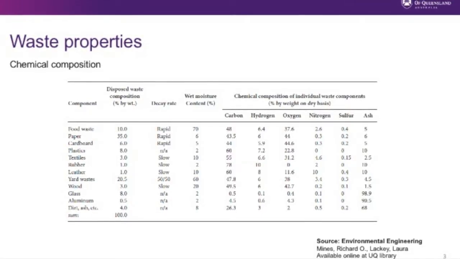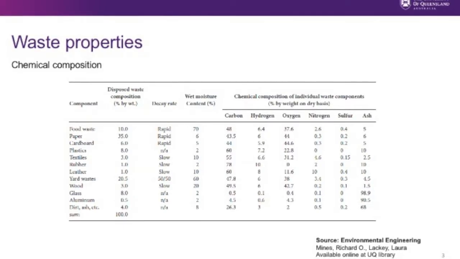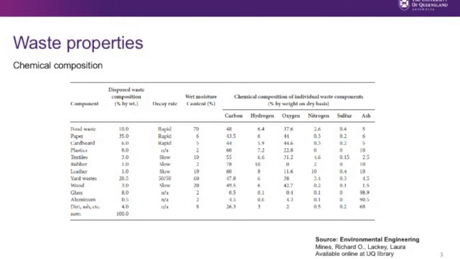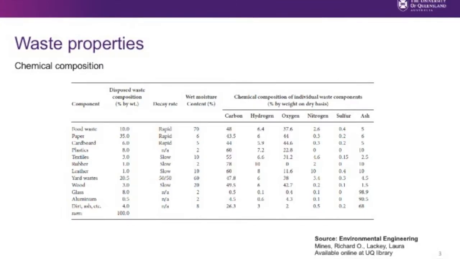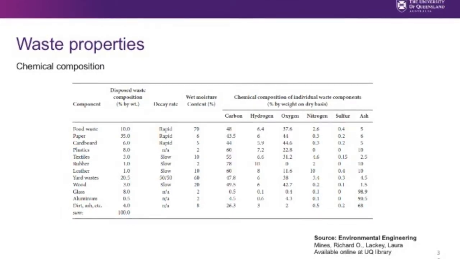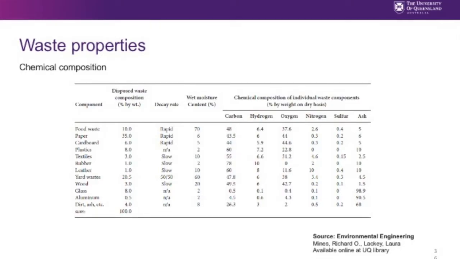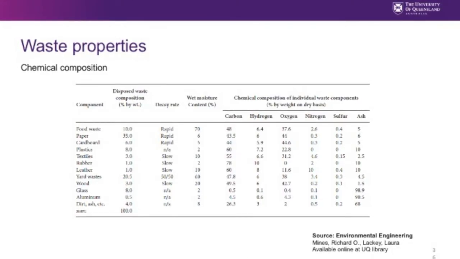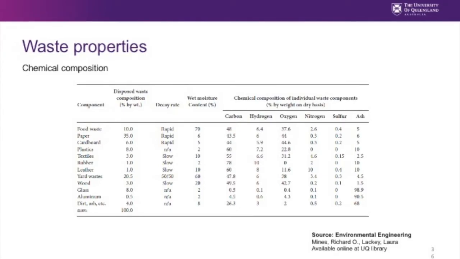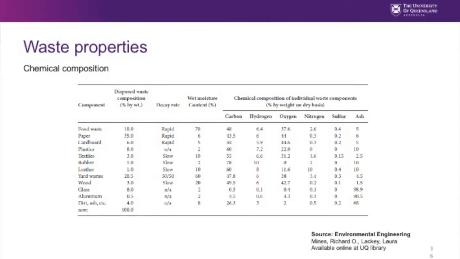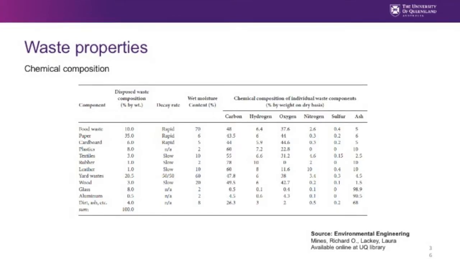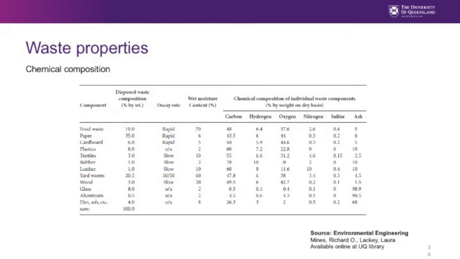So we can see that food waste has a very rapid degradation rate or decay rate, while for other types of material the degradation is very slow. For instance, wood. As we have discussed before, we have the moisture content, and then we have carbon, hydrogen, oxygen, nitrogen, sulfur, and ash. If we have the percentage of these elements, we are able to know the potential amount of methane that can be produced, or the potential amount of air that is necessary for incineration of the material.